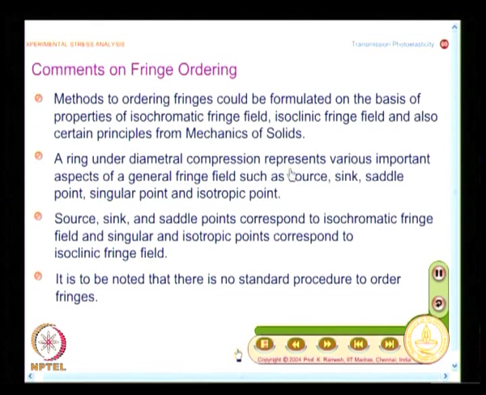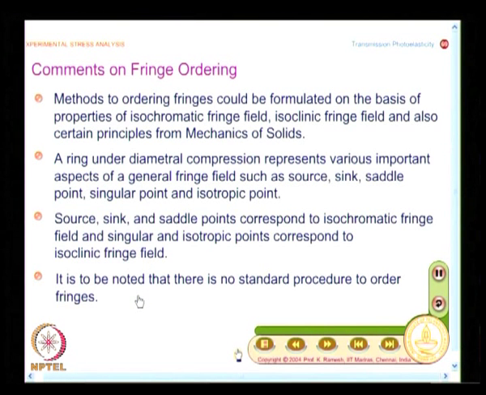And we have seen in the case of photoelasticity, you have many important fringe field features such as source, sink, saddle point, singular point and isotropic point. And I also mentioned that source, sink and saddle correspond to properties of the isochromatic fringe field, while singular and isotropic points correspond to the isoclinic fringe field.